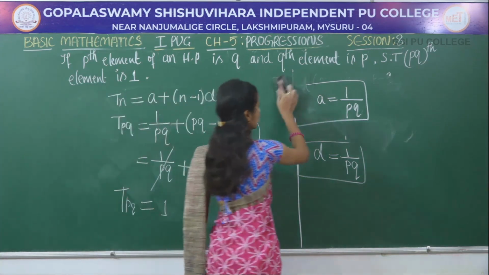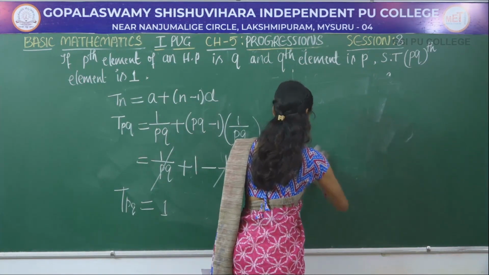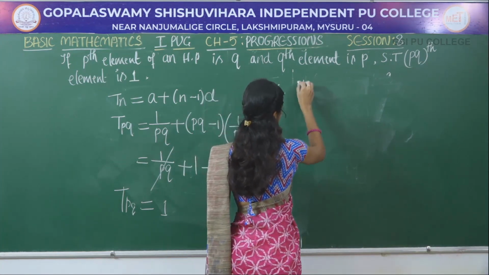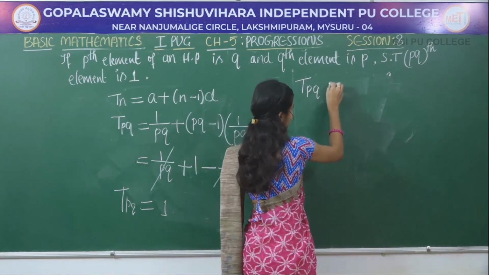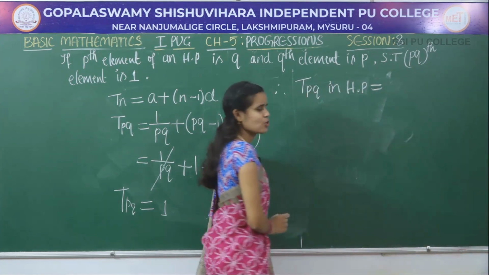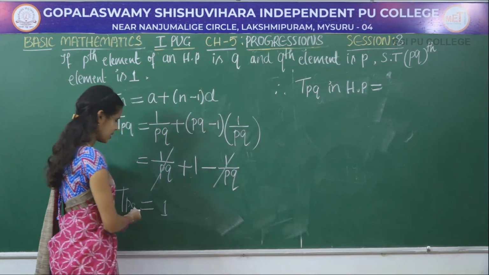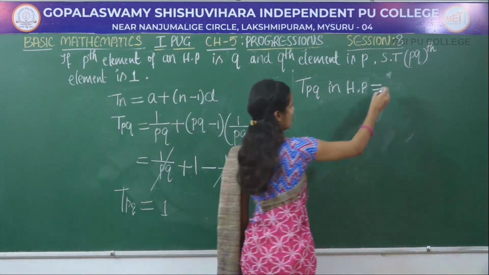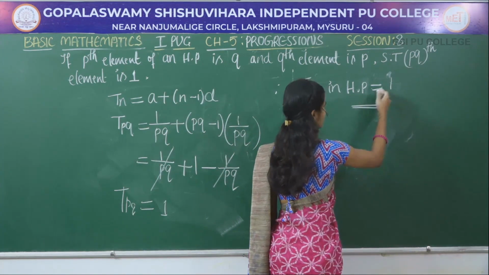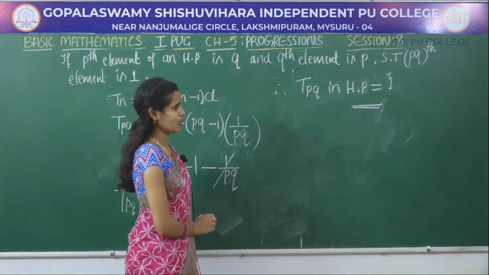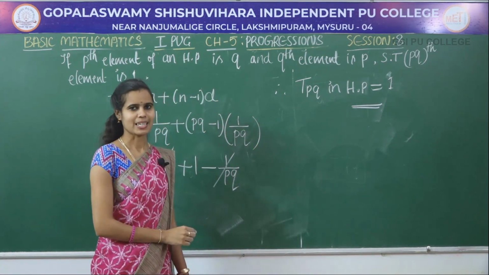But we want to prove that the pqth element in HP is 1. The pqth element in HP is the reciprocal of the pqth element in AP. The reciprocal of 1 is 1, so 1 by 1 is 1. Therefore the pqth element in HP is 1. Hence proved. We will continue in the next class. Thank you.